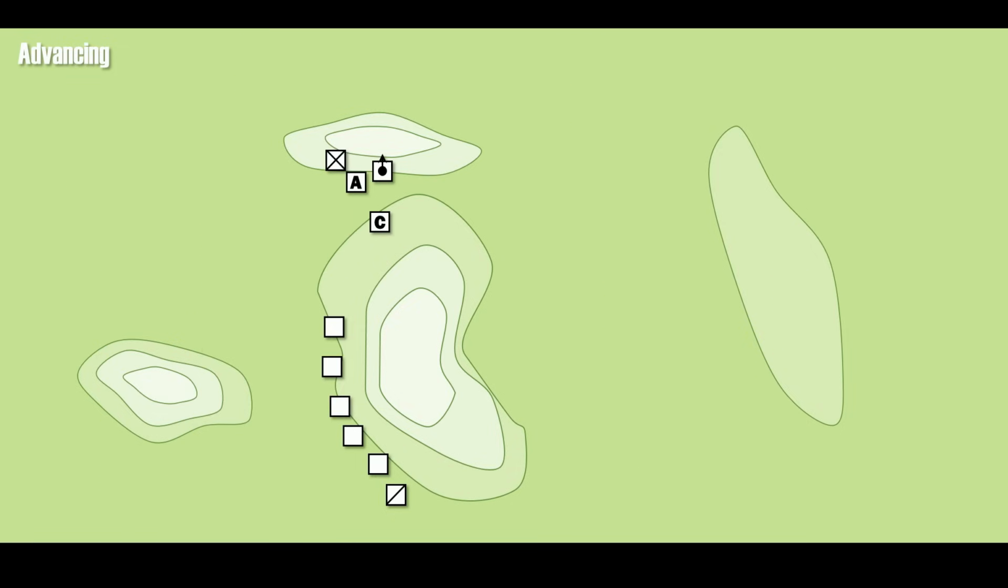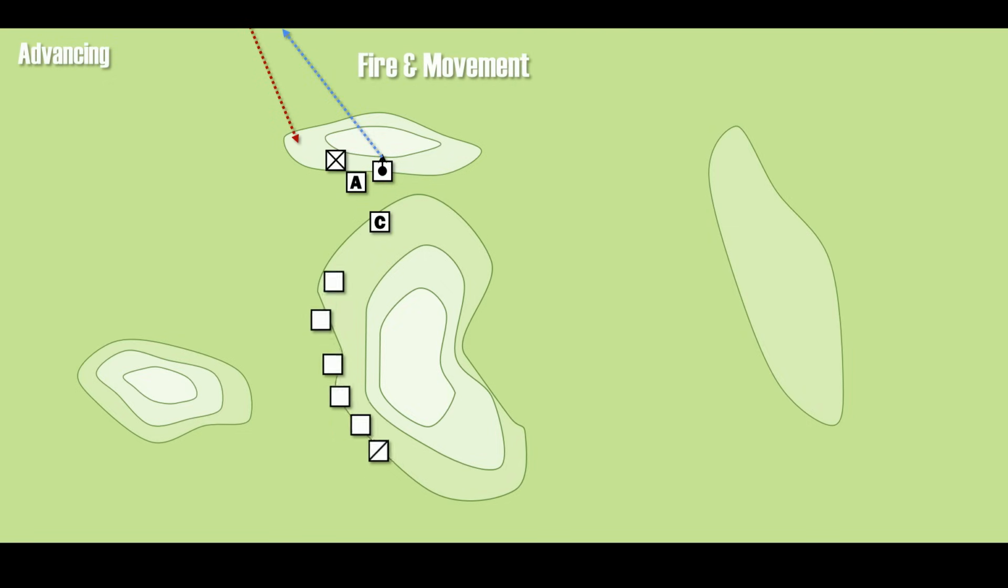If the squad was under effective enemy fire, the squad needed to use its own fire to support its movement by achieving temporarily fire superiority. Fire and movement should be employed, which means that one part of the squad fires to cover the movement of the other part of the squad. This principle can also be used on a larger scale where one squad covers another squad.